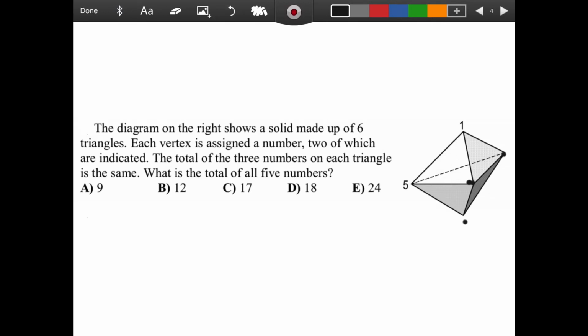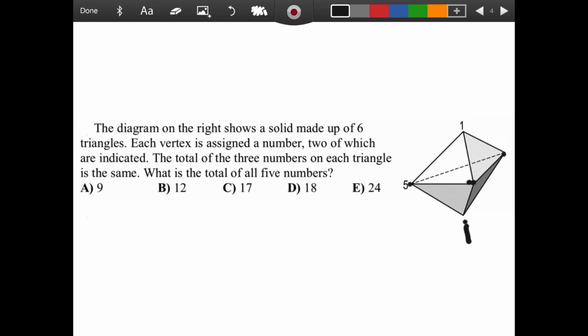So this bottom one has to be 1, because these two triangles both share the same points, which is 5 and then the unknown value. So then the outer ones that are not touching have to be the same value as well. So if this is like 3, then this side will be 9 and this side will also be 9, because 3 plus 5 plus 1 is 9.